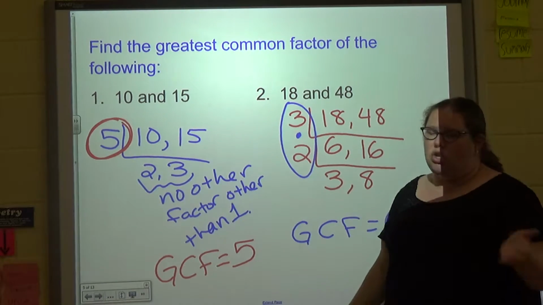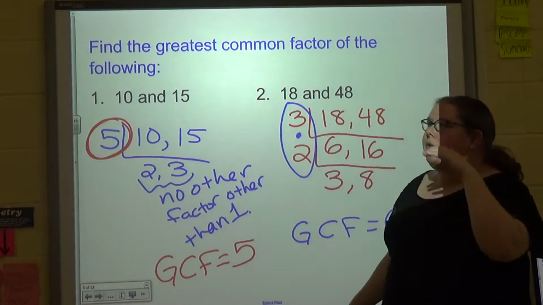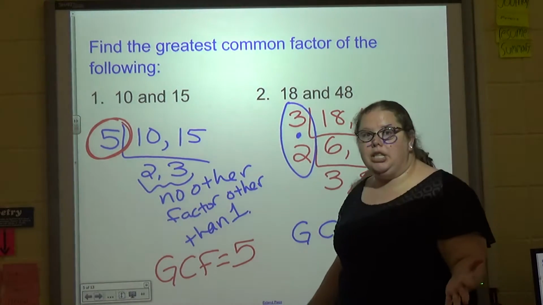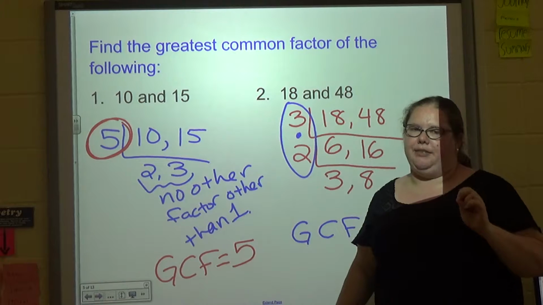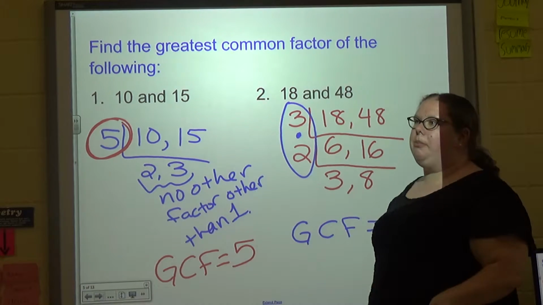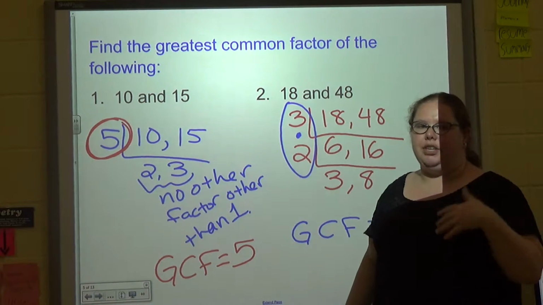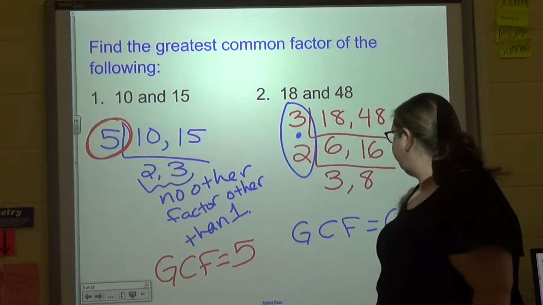Again, there's lots of ways to do this. This is just my method. A lot of students can do this in their head. I like to have a method because what happens if you get stuck? What happens if you can't figure out the GCF? You need something to be able to do.